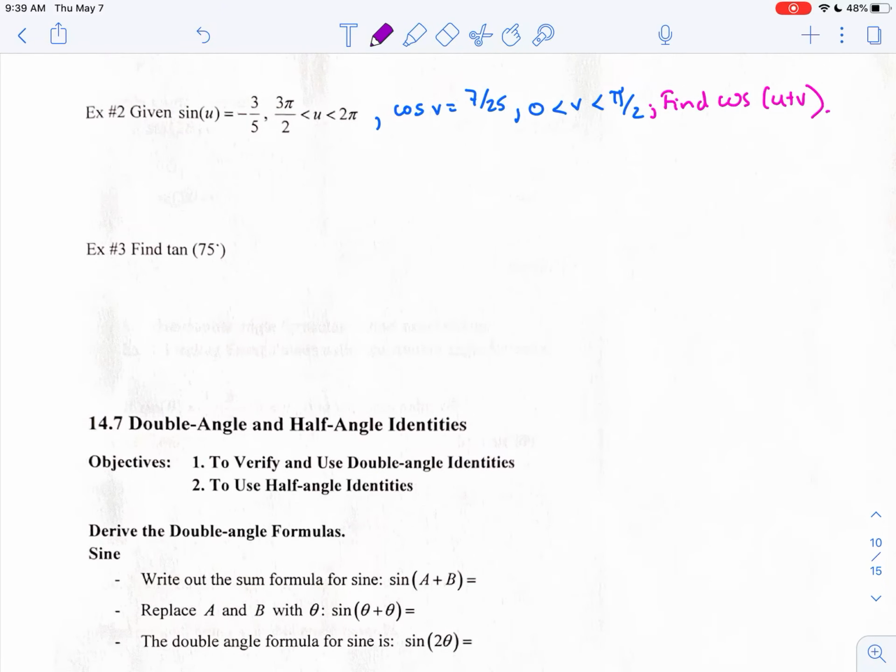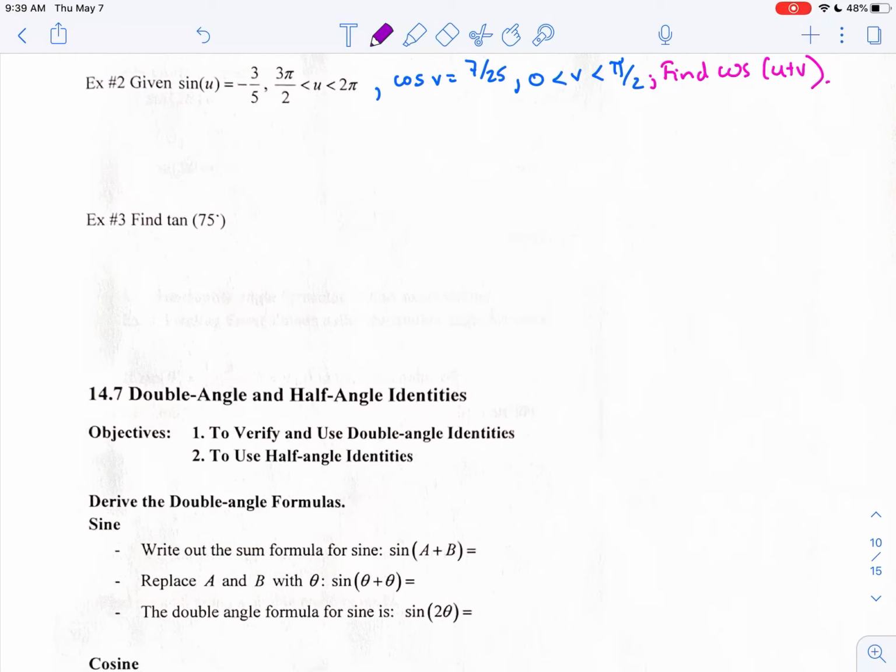For our last example on the sum and difference formulas, we're going to look at tangent of 75 degrees. 75 degrees is not on the unit circle, so I know for sure that I can't just find the value based off of my knowledge of the unit circle in the way that I had done before.